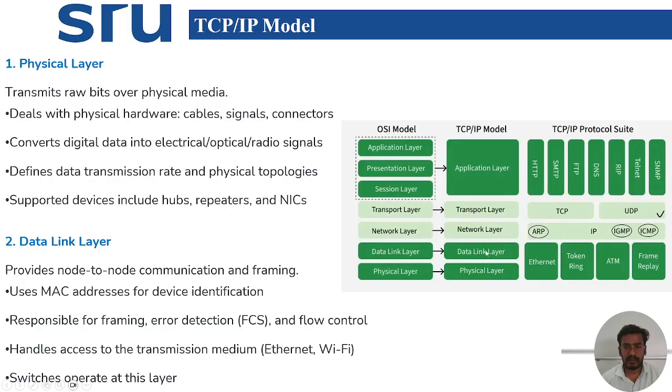Coming to the data link layer, it provides node-to-node communication and framing of the data. It uses MAC addressing for device identification, to know where at the destination we need to send the data. It is responsible for the framing, error detection, and flow control of data. It handles access to the medium and termination of the medium. Switches operate at this layer.